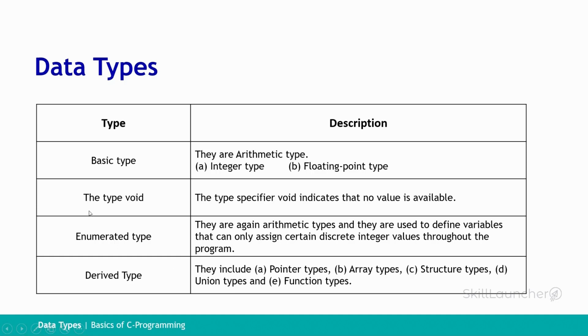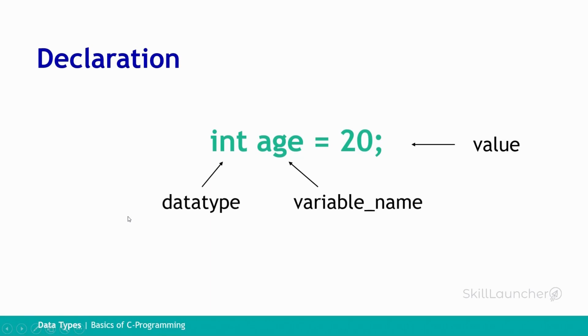In this lesson, we would be discussing the arithmetic type, that is the basic type of data, and the type void in detail. Let us first see the declaration of a variable. Here, the name of the variable is age. We have seen how to declare a variable in the previous lesson.